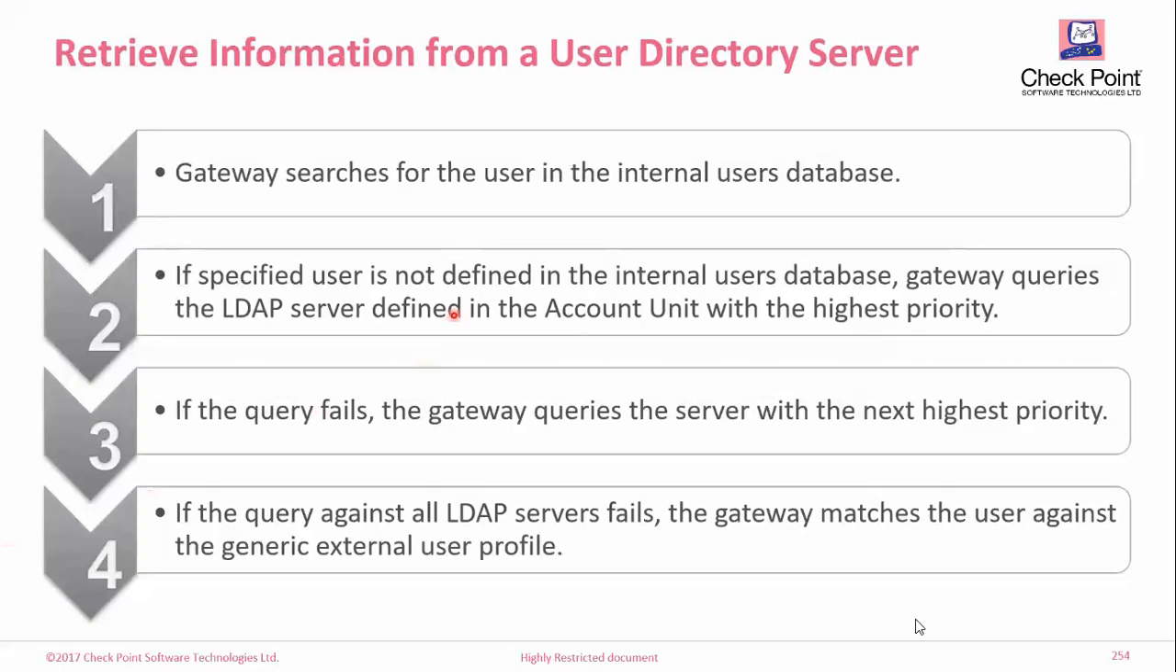This is what I mentioned before, how the gateway is going to search to find a user that's trying to get through the gateway. It'll first look in the internal users database on the SMS. It'll go to the LDAP server to find an account unit with the highest priority. It'll go from server to server to server. And if it exhausts all its options for all the LDAP servers, it'll match the user against a generic external user profile.